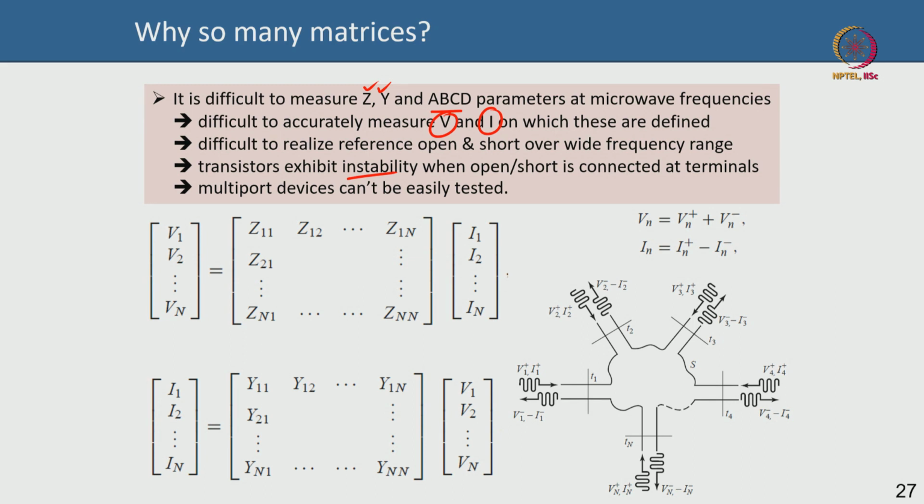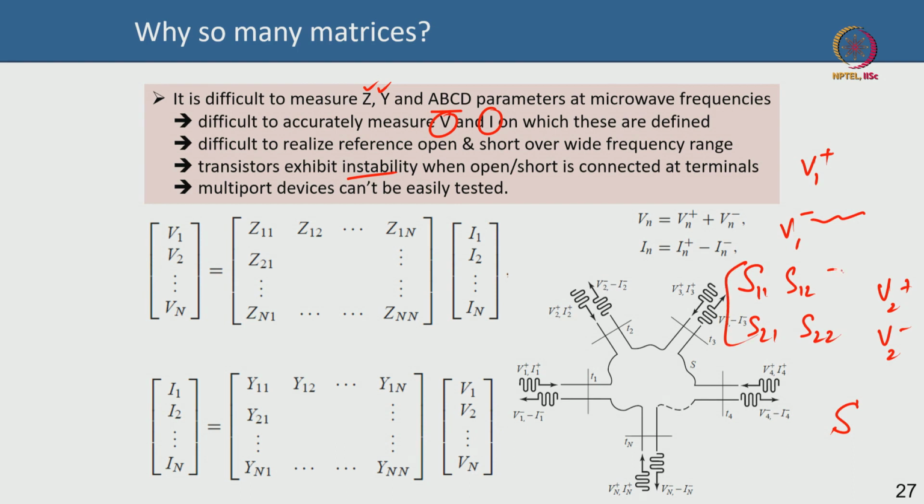So, the best thing is to treat the incident wave, say V1 plus, and then the reflected wave V1 minus on the input side. Similarly, on the output side V2 plus and V2 minus, the incident and the reflected, the current also similarly. So, when you have this incident and reflected, we talk about S parameters or scattering parameters. These are more practical to measure. Why? Because you do not need an RF open or short to measure the S parameters. So, just like Z11, Y11, Z12, Y12, you also have S11, S12, S21, S22.